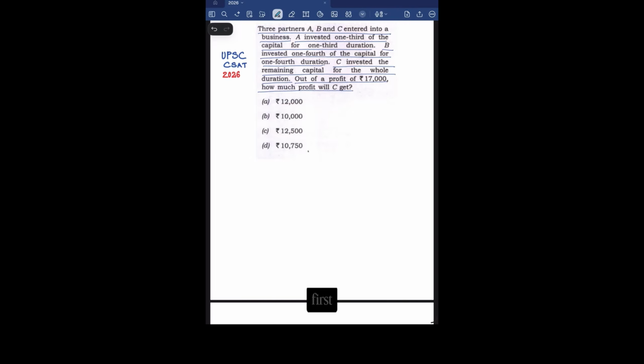So before solving, let's first understand the concept. In a partnership, profit is proportional to capital into time. So A's share will become 1/3 capital into 1/3 time, so let it be 1/9 units. B's share will become 1/4 capital into 1/4 time, so it will be 1/16 units. C's share will become (1 minus 1/3 minus 1/4) capital into time, since he has invested the remaining capital for the entire duration. So it will become 5/12 units.